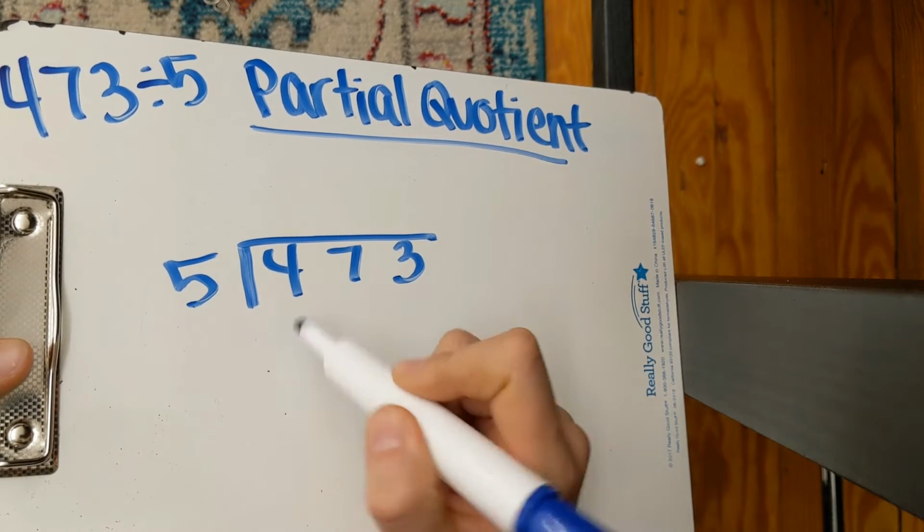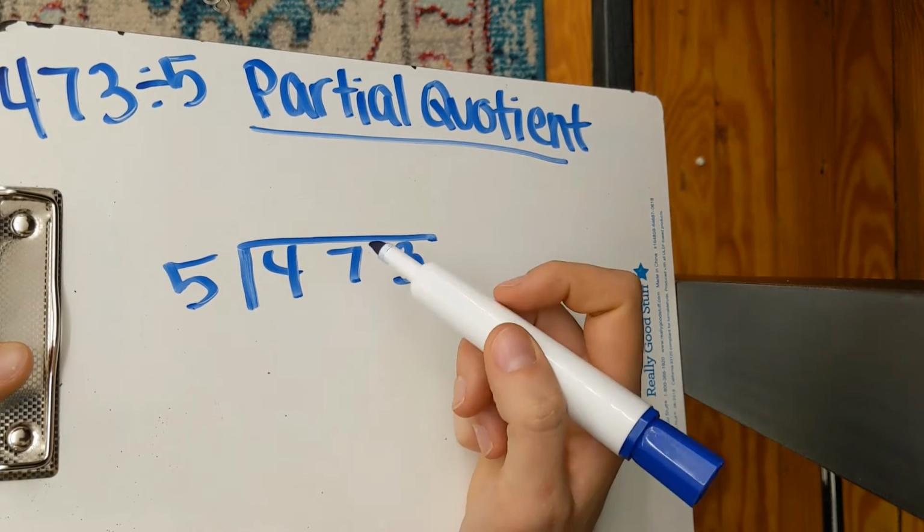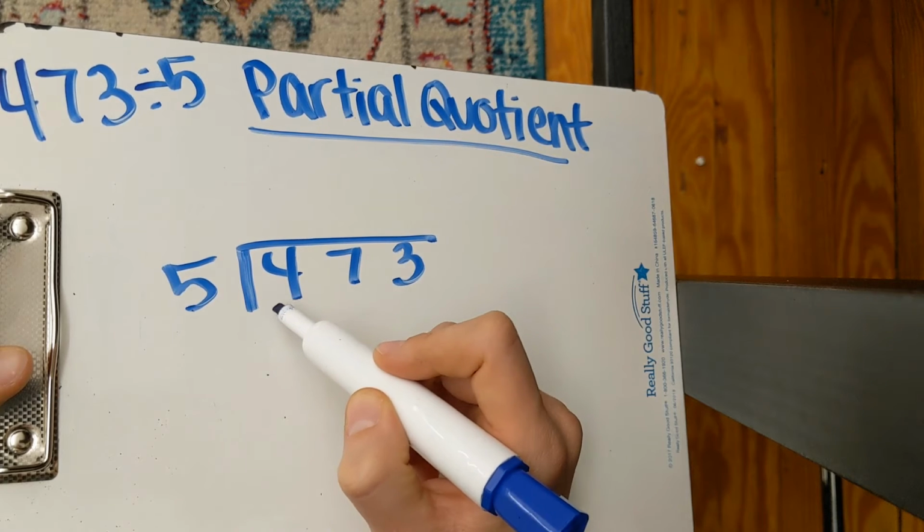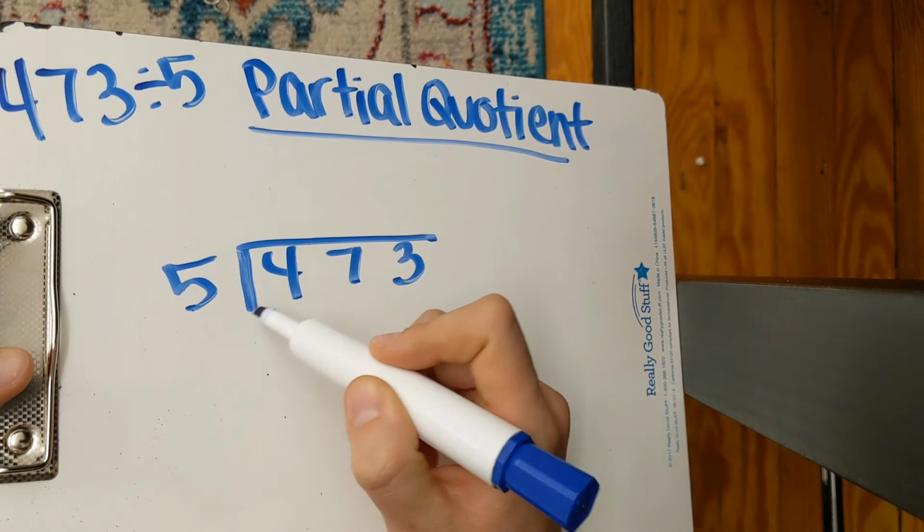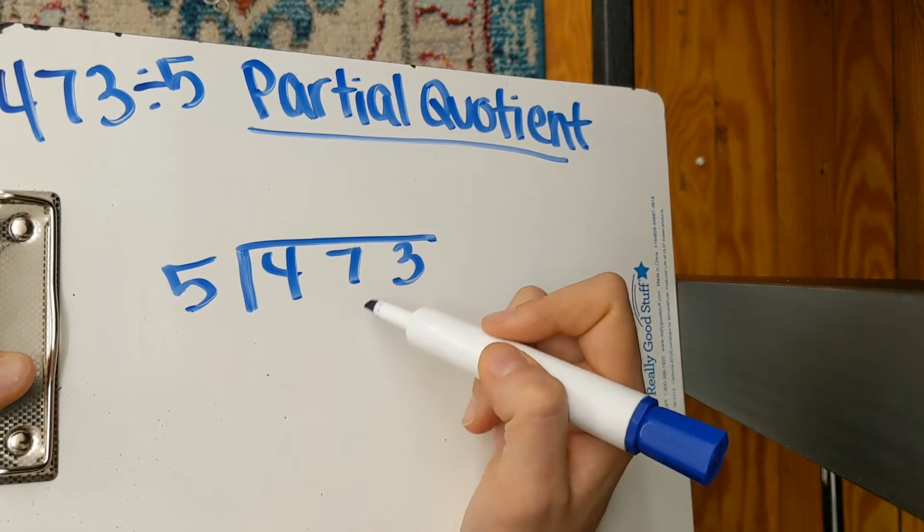I'm thinking, how many times does 5 fit into 4? 5 does not fit into 4. So I'm going to think, how many times does 5 fit into 47? Or 470.